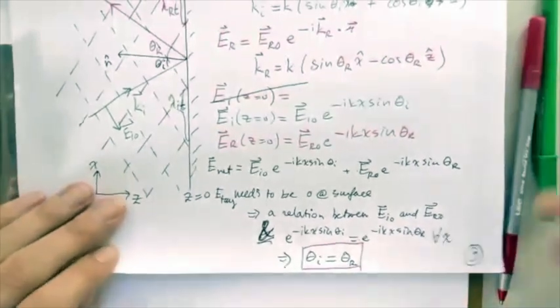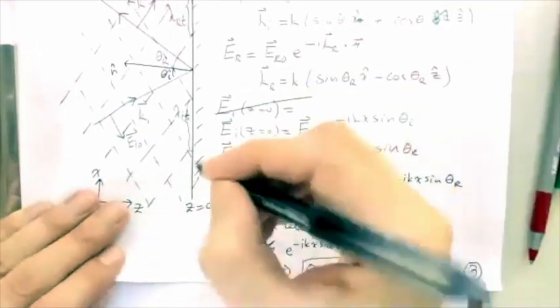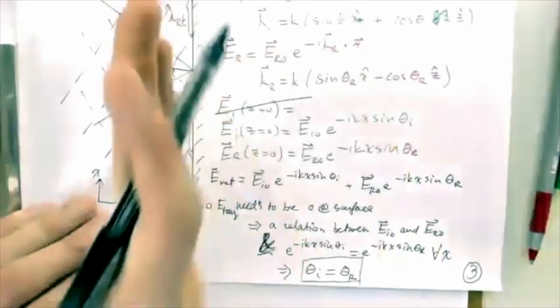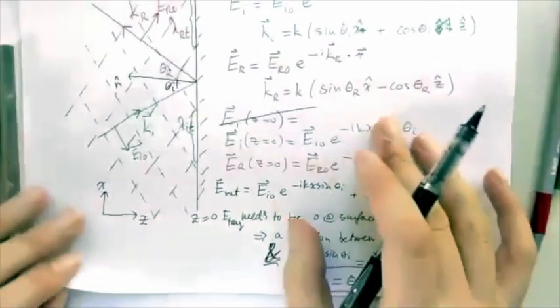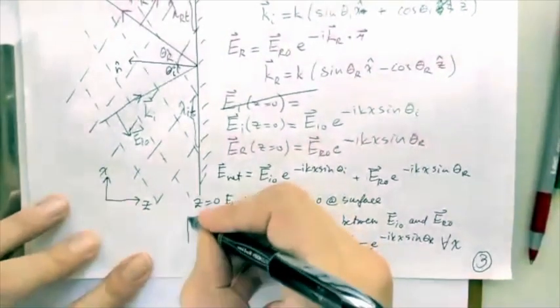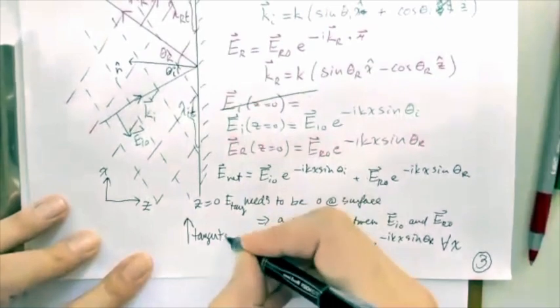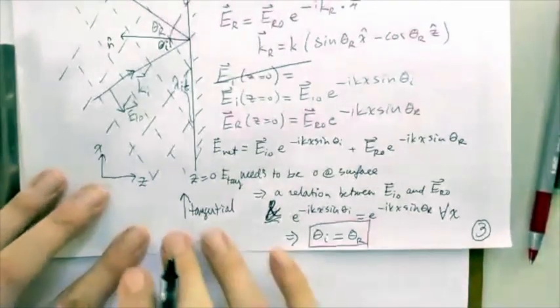So let me just repeat. The tangential component is the part that is perpendicular to the normal, or along the plane. So tangential is in this direction.